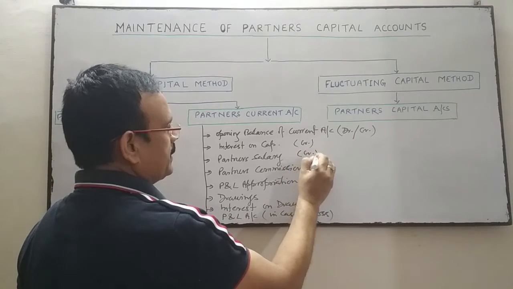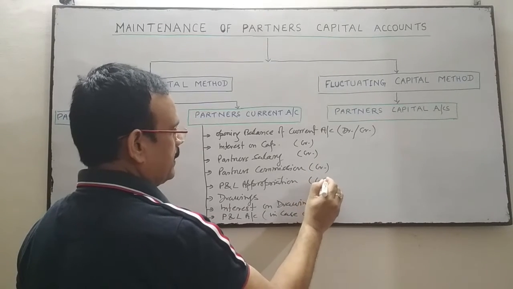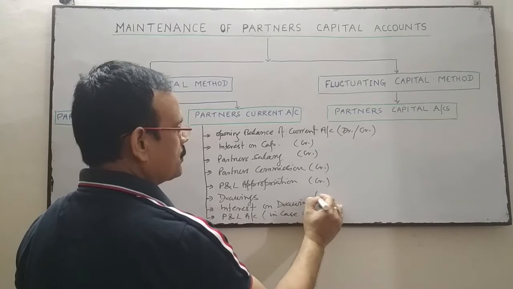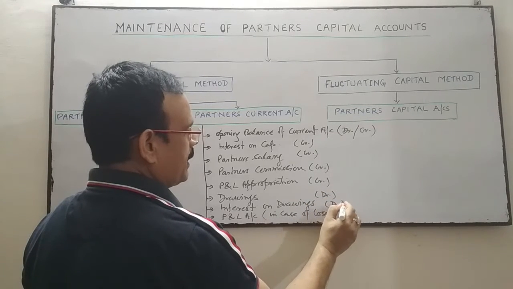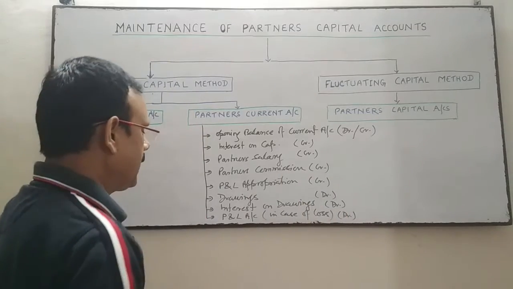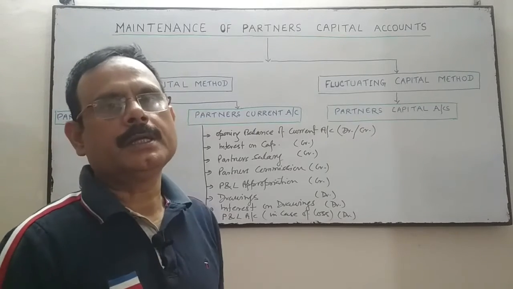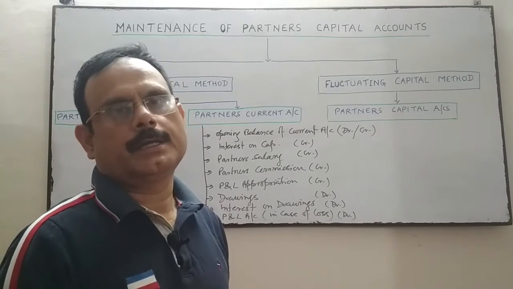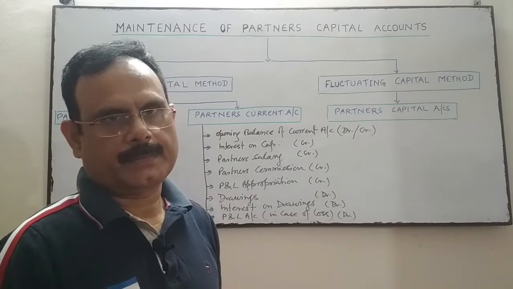Interest on capital, salary and commission will be posted in the credit. Drawing will be posted in the debit side. Interest on drawing will be in the debit side, and this loss will be in the debit side. And finally, we'll find out the balance of current account. The current account balance may be a debit balance or a credit balance.